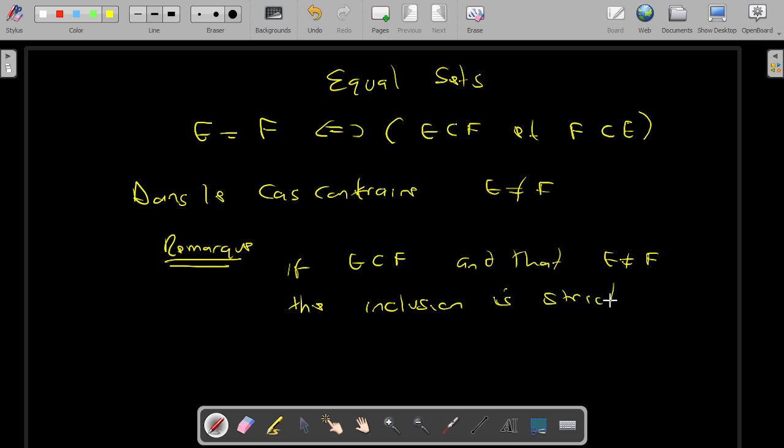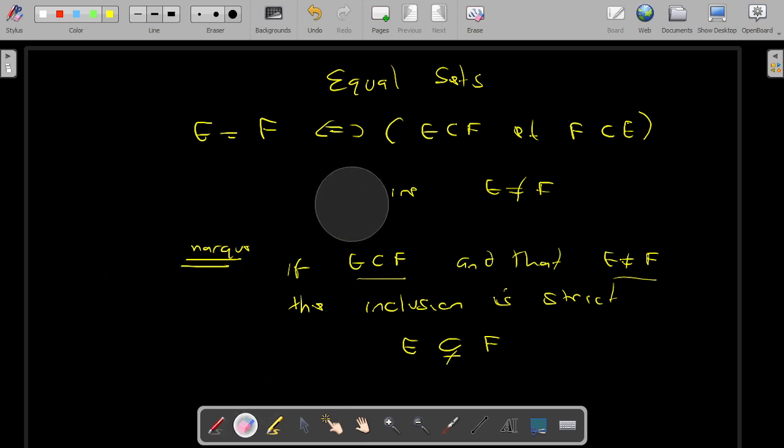A more formal way of writing this is that we can say E est strictement inclus dans F. So E is strictly included in the set F, meaning we have that E is a subset of F and that E is not equal to F. Let me give you guys an example so that everything is well cemented.